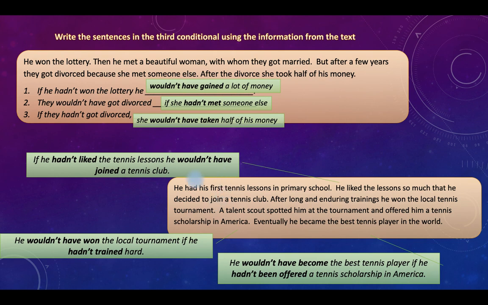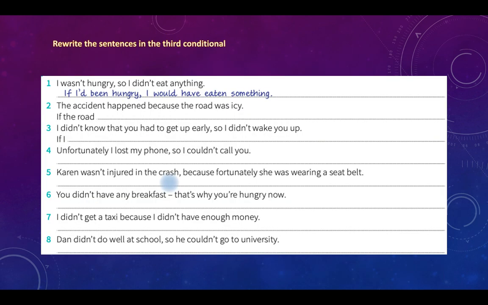Okay, so these are my sentences. I hope they coincide with the sentences that you've written. Let's move on. It is a rewrite. So you've got to rewrite the sentences in the third conditional, like in the example. I wasn't hungry, so I didn't eat anything. If I'd been hungry, I would have eaten something. Now please pause the video and complete the sentences on your own.